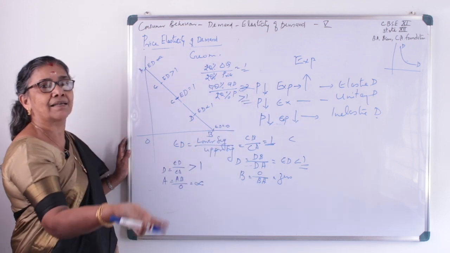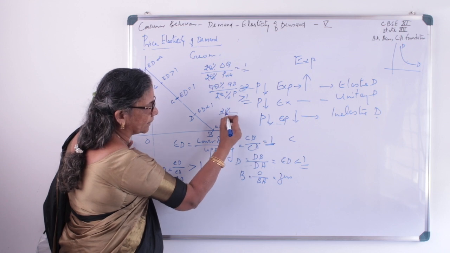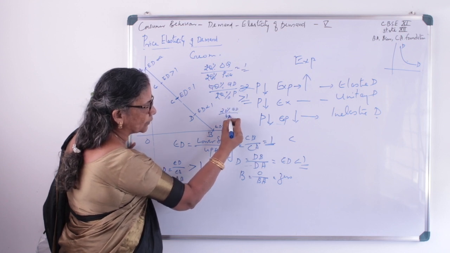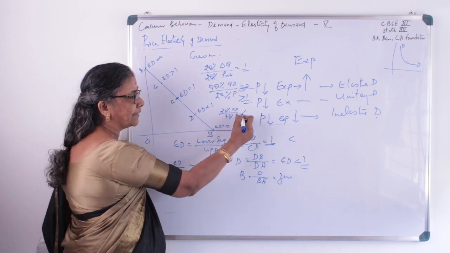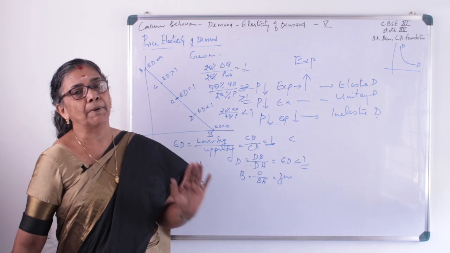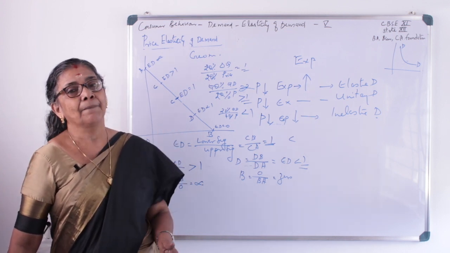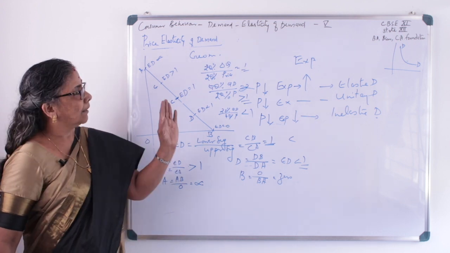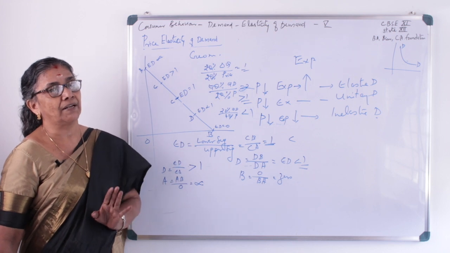So the answer is greater than 1. Greater than 1 means elastic. Suppose 20% change in quantity demanded and 40% change in price, 20 by 40, the answer is less than 1. Like that you can categorize into perfectly elastic, elastic, inelastic, unitary, and perfectly inelastic. So I hope you understood the different kinds of elasticity of demand.